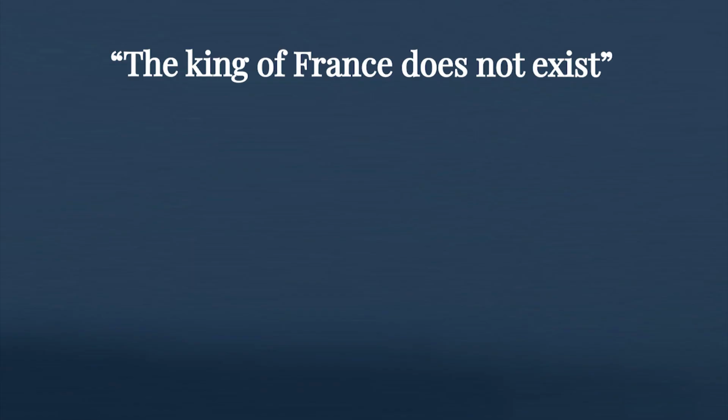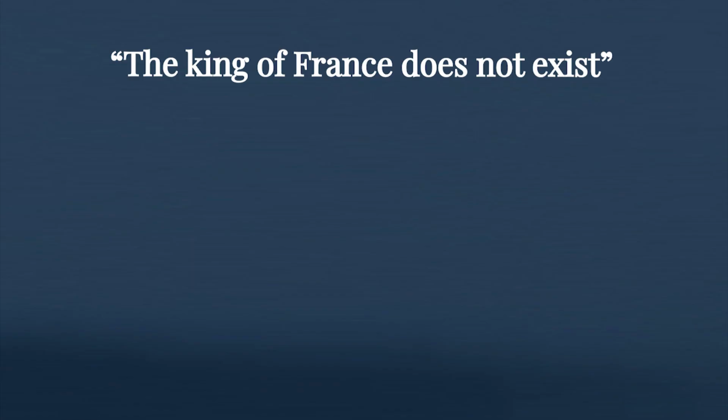The third puzzle Russell considers is about how we can say truly that something doesn't exist. The puzzle is that if what we're talking about doesn't exist, then it's hard to know what it is we're even talking about. Similarly, if what we're talking about doesn't exist, then what is it that makes our saying that it doesn't exist true? Consider the sentence, the King of France does not exist.